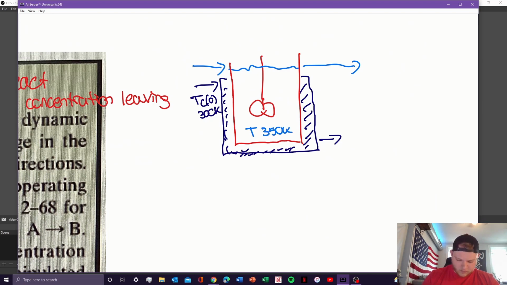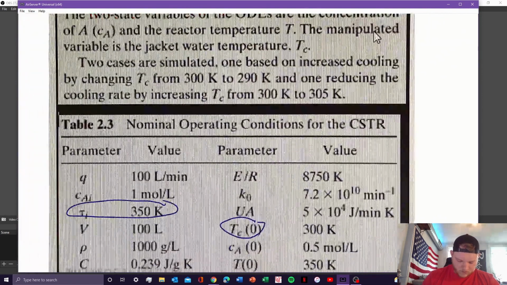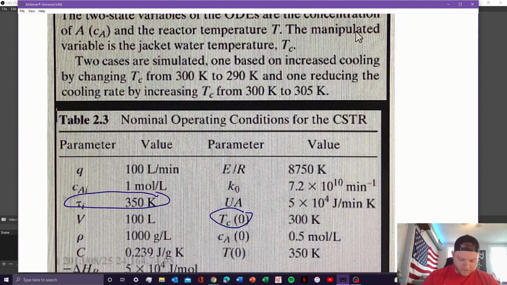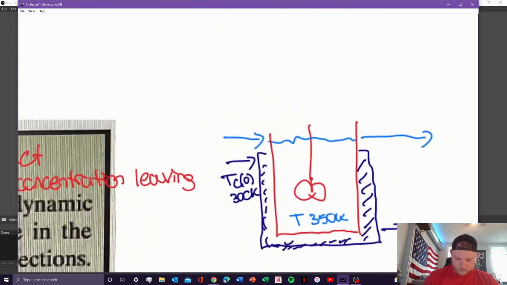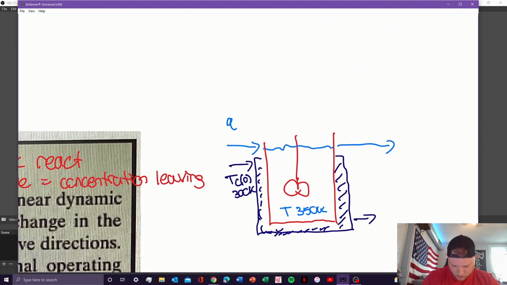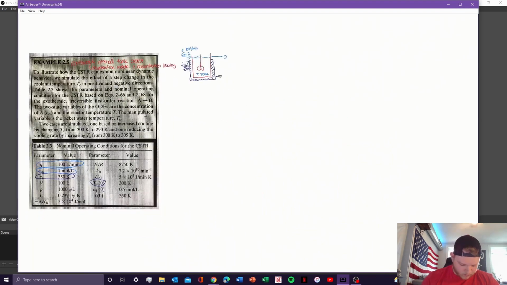What else can we see? We can see that our flow rate going into the tank is 100 liters per minute, and our concentration going into the tank is 1 mole per liter.